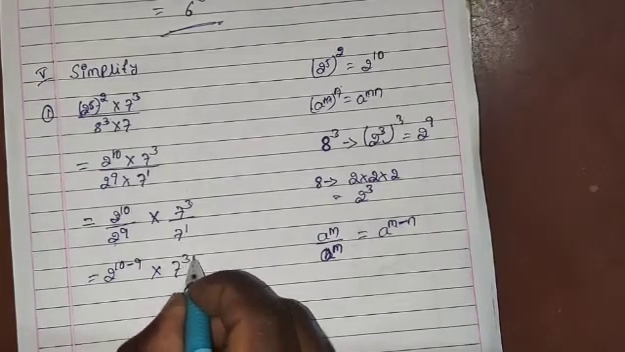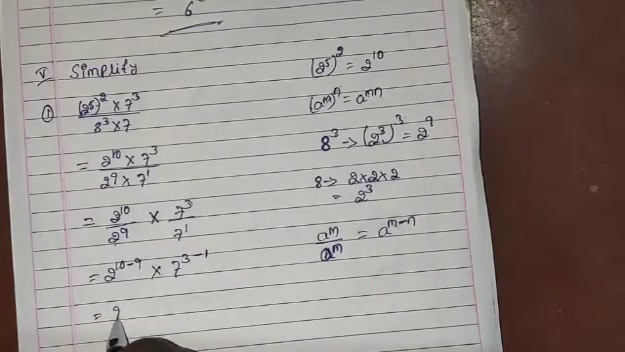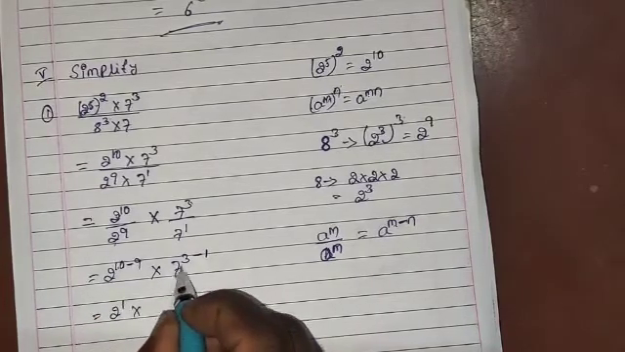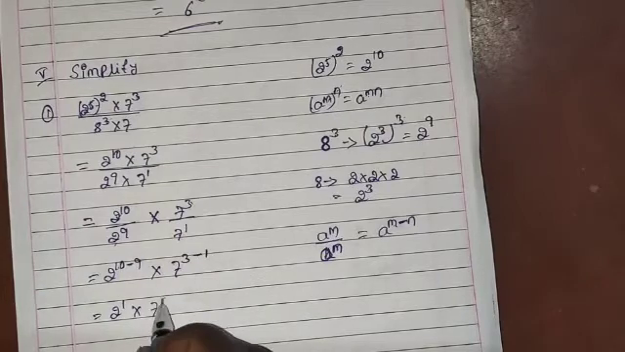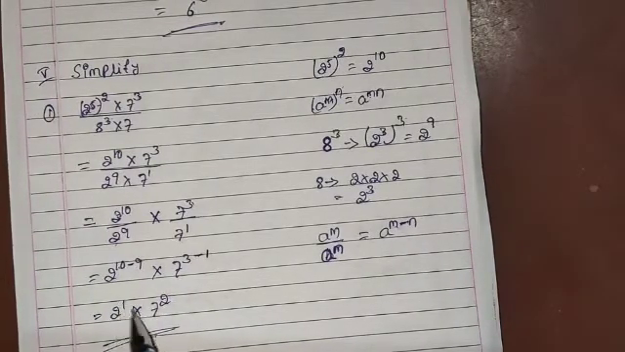7 to the power of 3 minus 1. So 2 to the power of 10 minus 9, which means 2 to the power of 1, into 7 to the power of 3 minus 1, which means 7 to the power of 2. This is the final answer: 2 to the power of 1 into 7 to the power of 2 is the final answer.